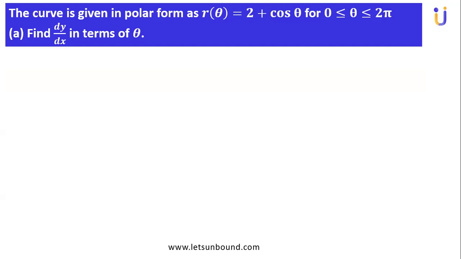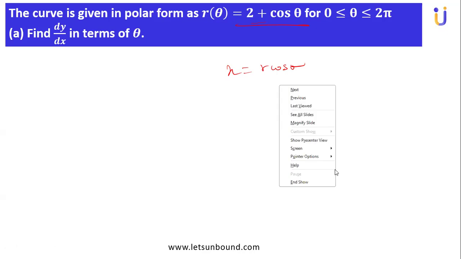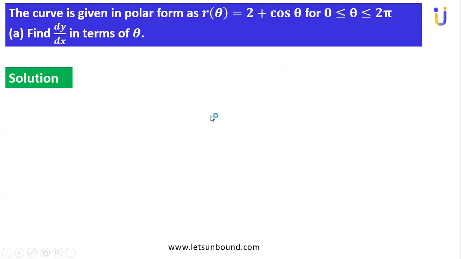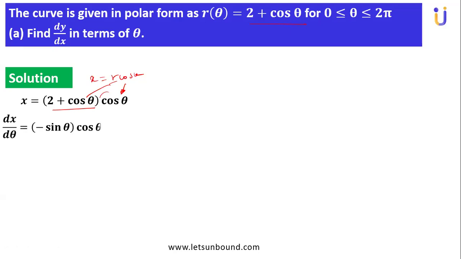Find dy by dx. Okay, what is x here? x is r cos theta and r is given to us. Let me show it here. So x is r cos theta. These are fixed forms. Instead of r, you just replace whatever they define: 2 plus cos theta. And how does this cos theta come? Because x is r cos theta. You just replaced r, and this is the default cos theta. And y is r sin theta. We have to do the same.